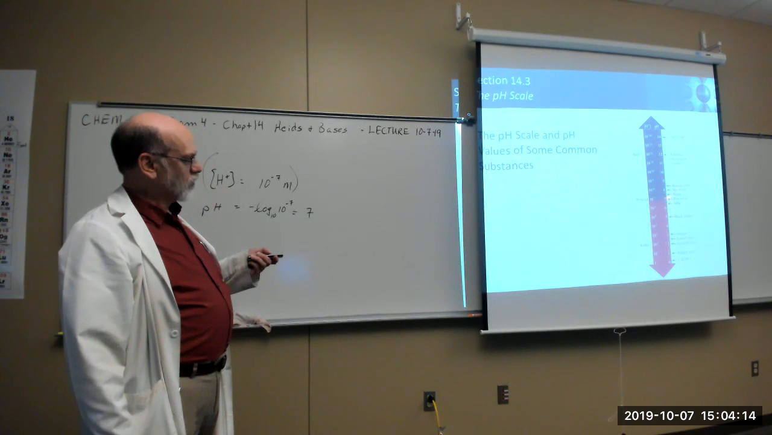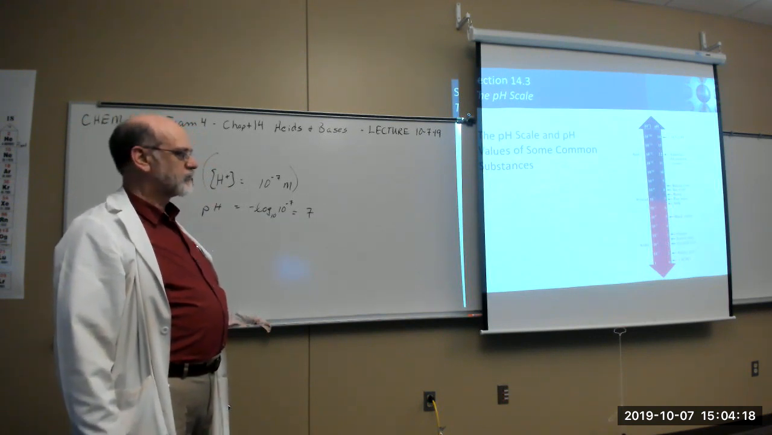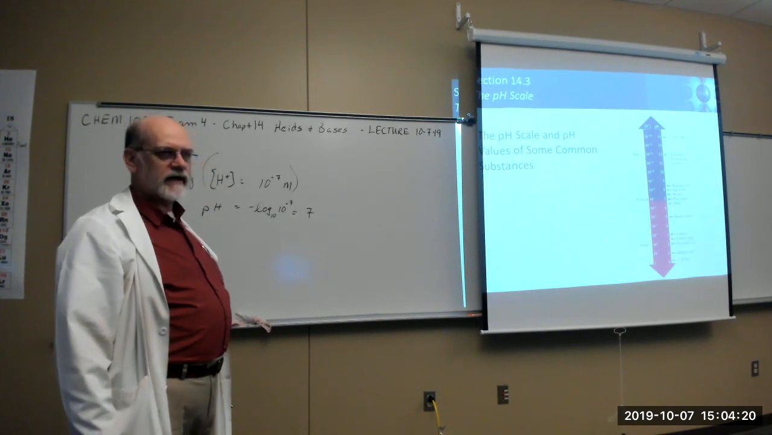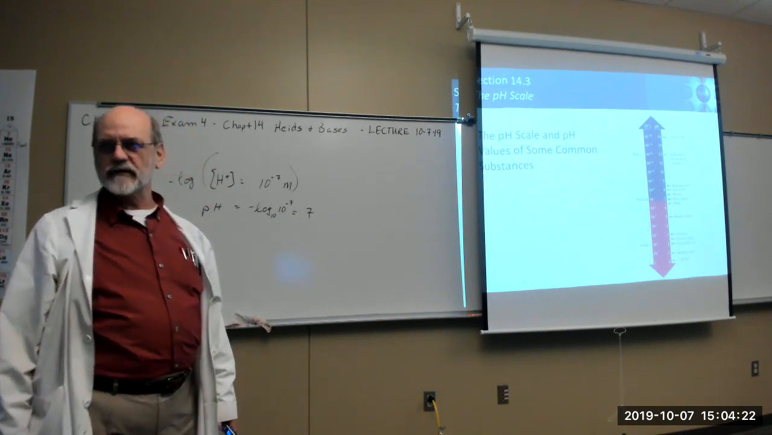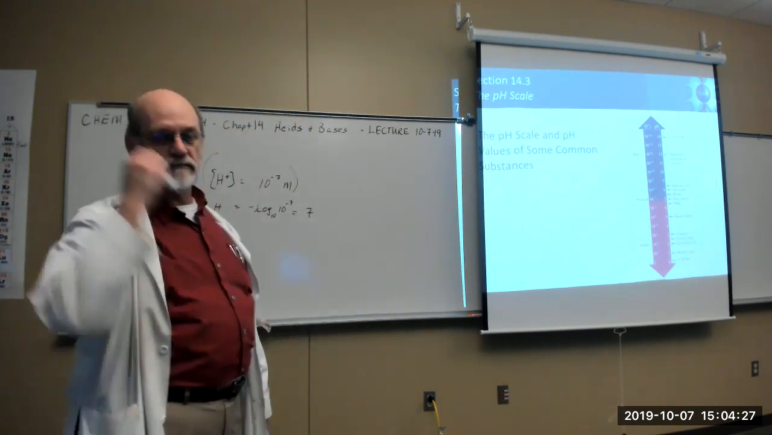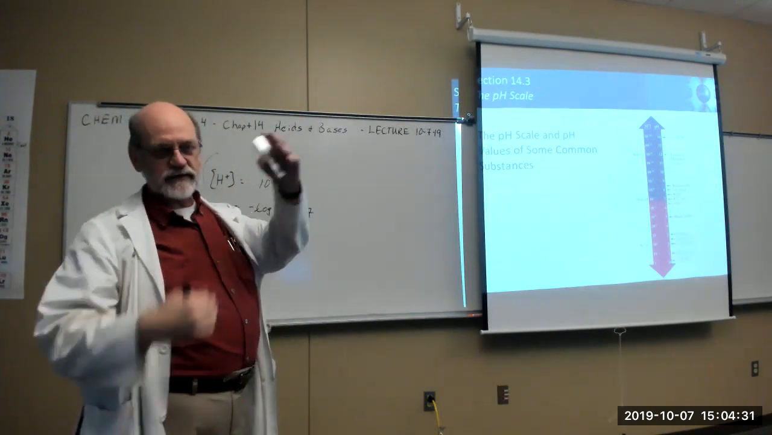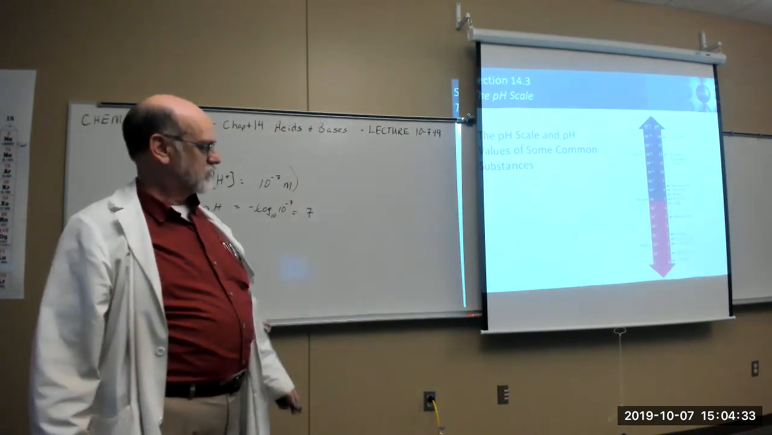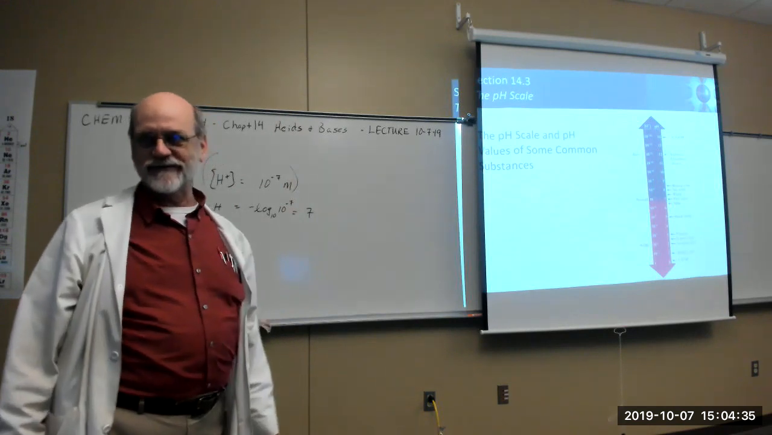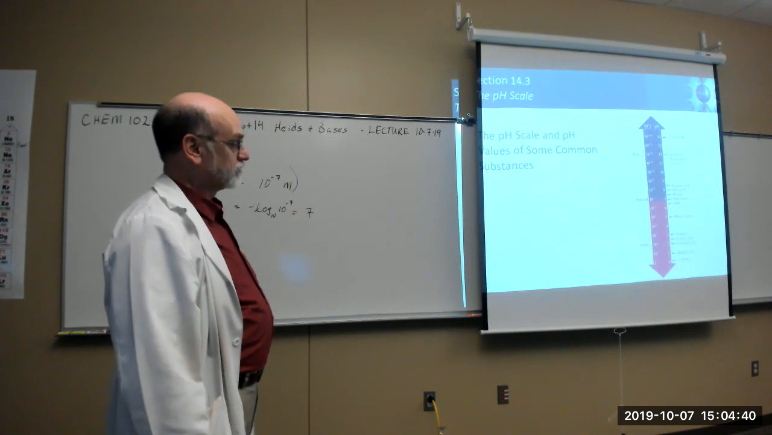I think the normal for blood is like 7.35 to 7.45, I believe, is the buffer region for blood. If you get too far beyond that, either acidic or basic, you're going to be sick. If you go far enough, you'll be dead.